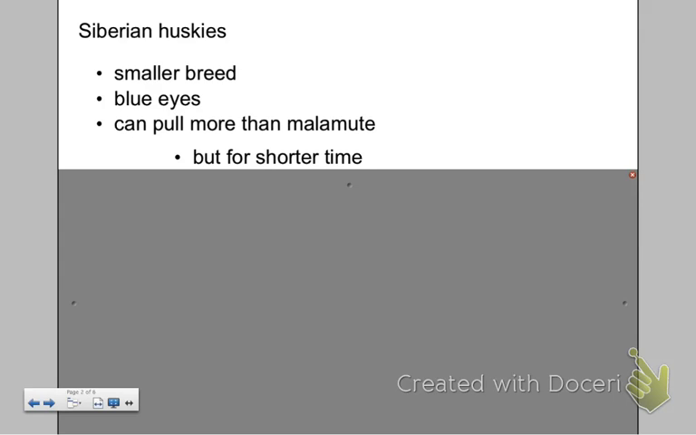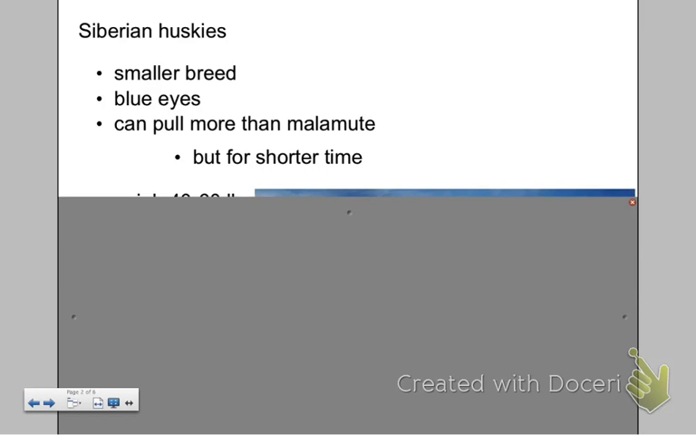Okay, let's take a look at the weight. We said that a Malamute weighs between 80 and 120 pounds. A Siberian Husky is going to be a lot smaller, weighing between 40 and 60 pounds. If this helps you figure out weight, Dixon weighs about 80 pounds. So these dogs are going to be smaller looking than what Dixon would look like.